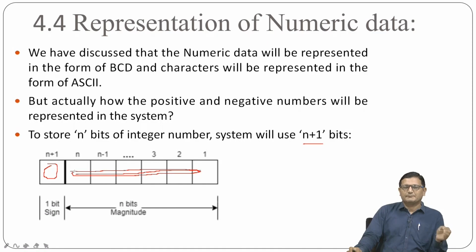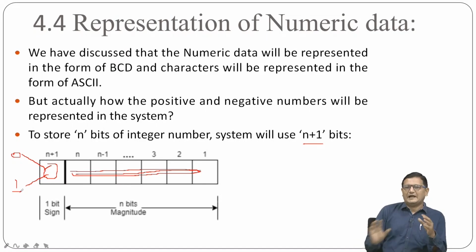45 is positive, plus 45, so the sign bit will be 0. If the sign bit is 0, that means whatever number is there is a positive number. And if the sign bit is 1, that means the number is a negative number, right? So here you can see the binary of 45, and this is minus 45, a negative number, because the sign bit is 1.